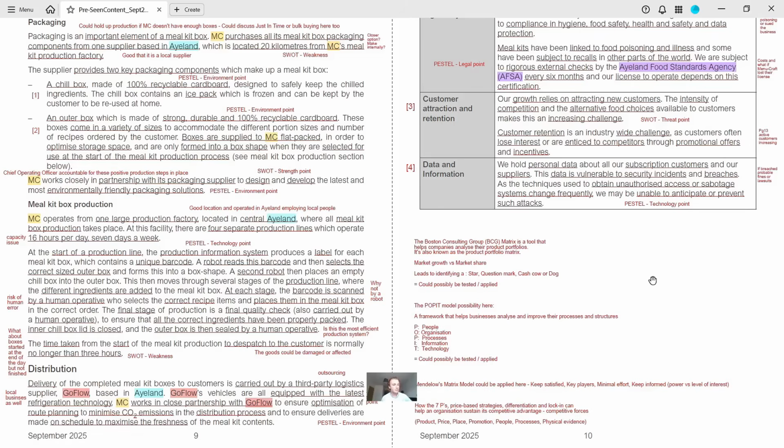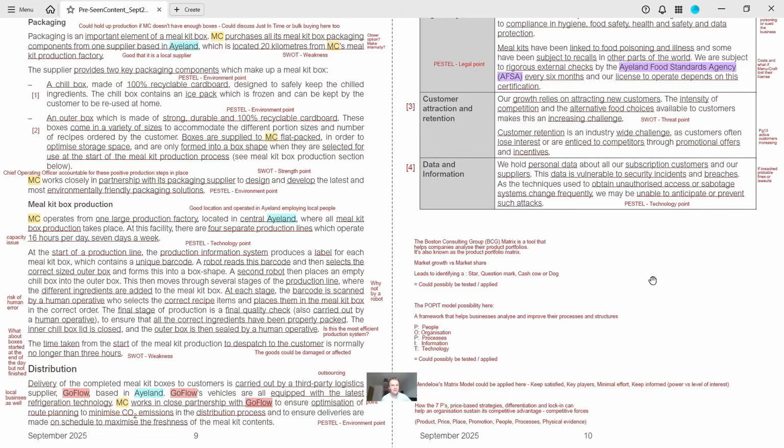But there could be an issue, or it sounds like there is one, in terms of capacity. And with 4 separate production lines, there's definitely a risk there that there could be operationally things that could go wrong. At the start of a production line, the production information system produces a label, as you can see on here, through a unique barcode. The robot then reads the barcode, selects the correct size box. A second robot then places the empty box using the different ingredients that are added.